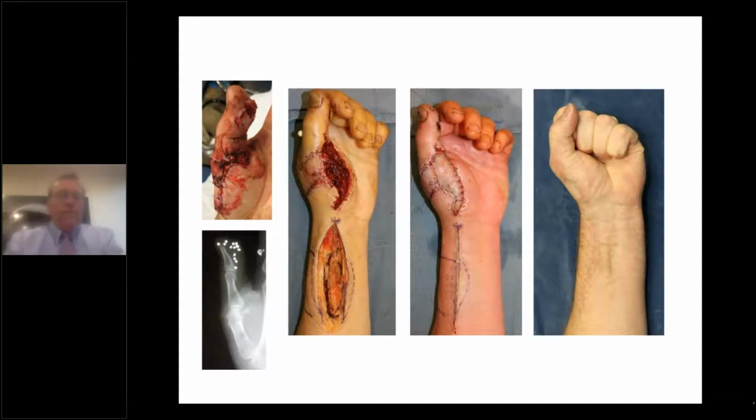So the refinement here is instead of just putting a skin graft on there and coming back and reconstructing the divot at a later date, or just leaving it. First, the debridement is done with removal of all the foreign bodies, but a local fascial flap was harvested from the forearm, put into the defect and covered with a hypothenar graft. And you can see the result on the right-hand side.